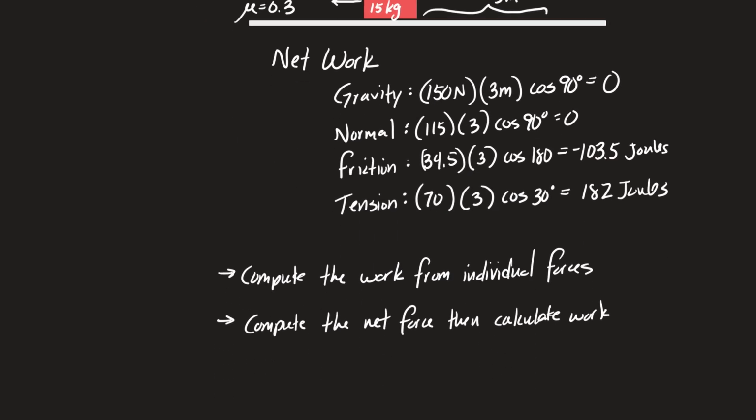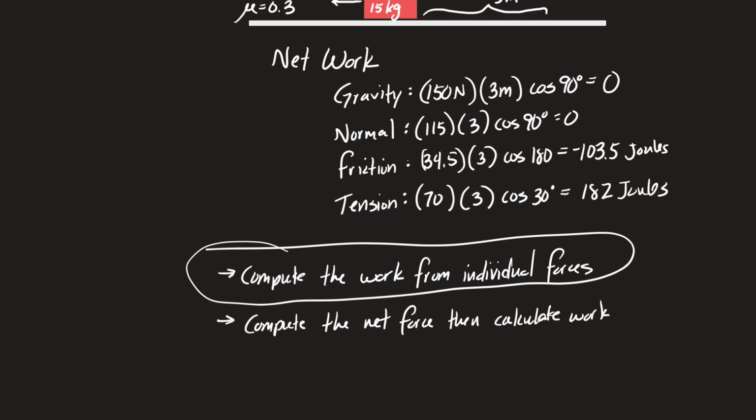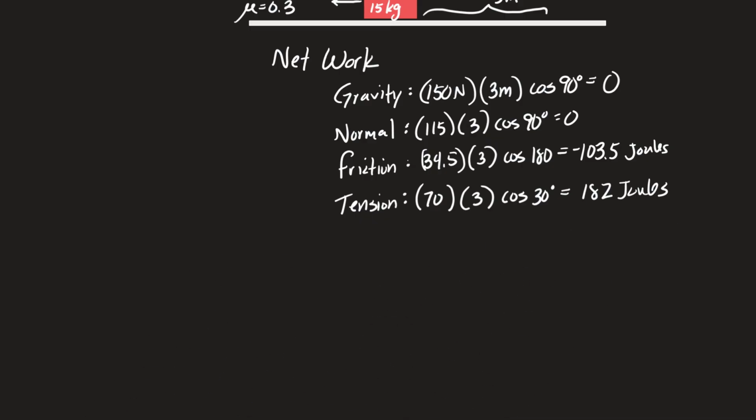So this method is this bottom one. This top one right here. We're computing the work from the individual forces. That's what we are doing when we sit here and calculate the individual amount of work. So add those things up. That's the total work done on the box. Not hard. It's going to get harder. Again, throwing you the easy stuff first.